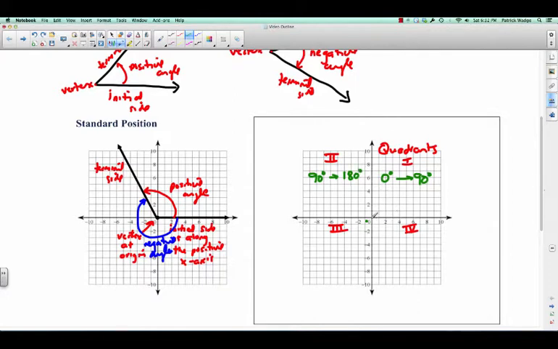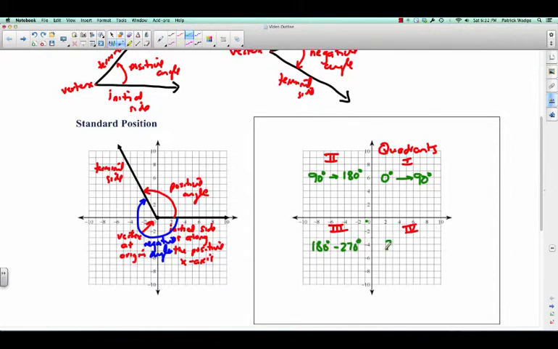In the third quadrant, so just so you know what I'm talking about, a standard position angle with the terminal side somewhere down here in the third quadrant, what sort of angles would that be? That would be between 180 degrees and straight down here would be 270.